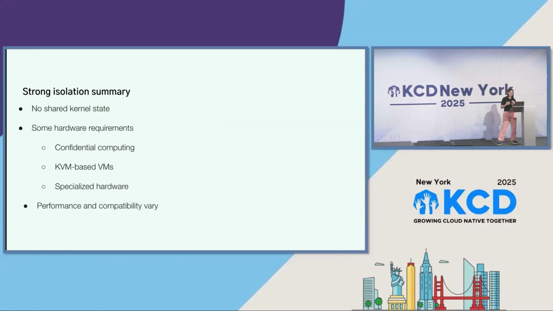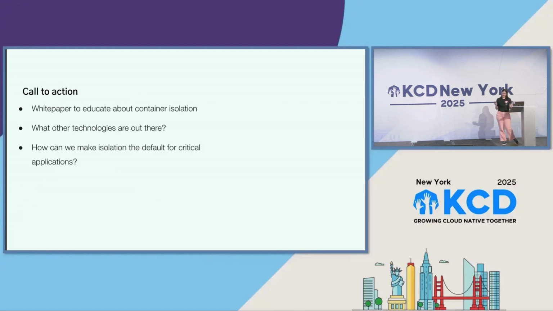So in summary, strong isolation means no shared kernel state, but it does come with a few trade-offs in a lot of cases, where sometimes you need these hardware requirements, especially for things like confidential computing and specialized chips, and sometimes the performance and compatibility of all these different technologies varies a lot, and you have to put it together yourself.